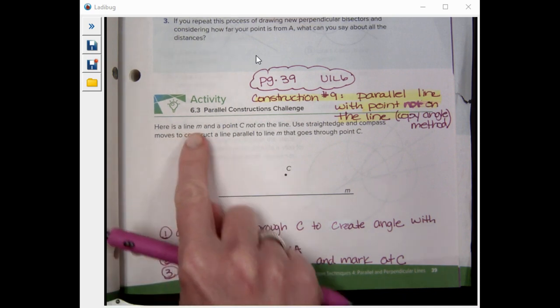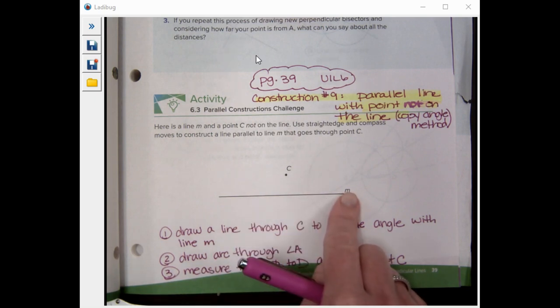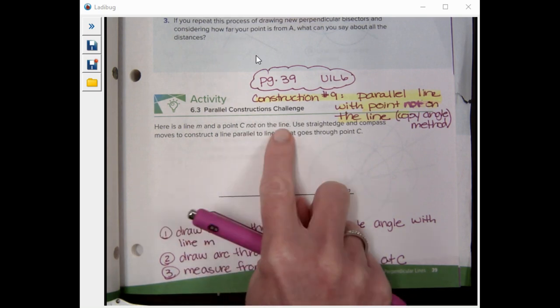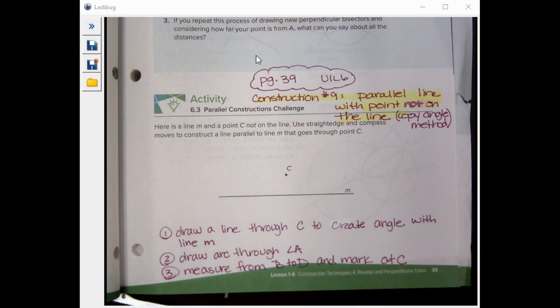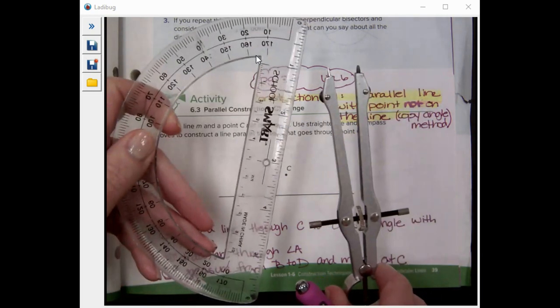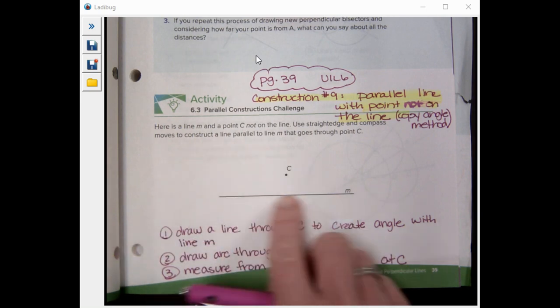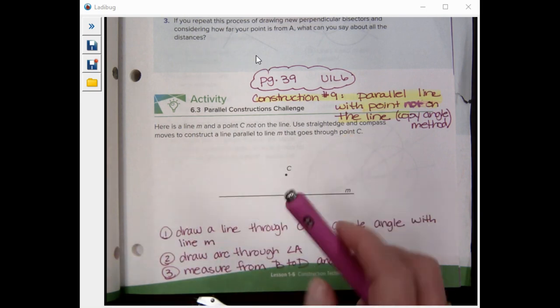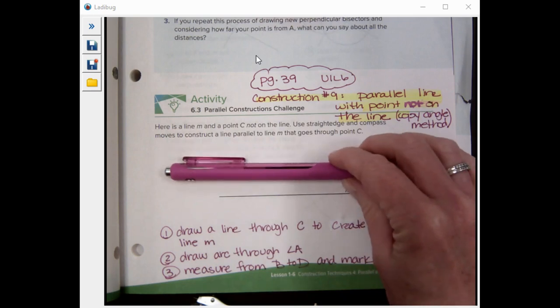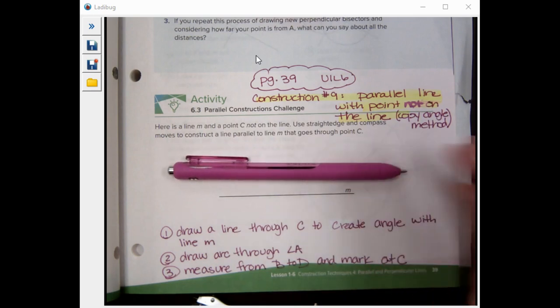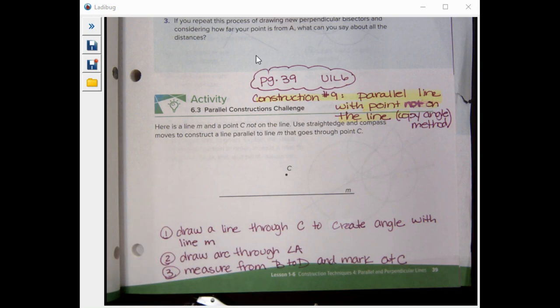So here is line M, and point C not on the line. Using a straight edge and compass, so we're going to need our straight edge and our compass, construct a line parallel to M that goes through C. If you can imagine, parallel means that they're not going to touch. So I want to draw a line basically right about there, but I can't just draw it. I have to construct it. I have to have all my arc marks. These are the things that are going to be graded because I'm doing a construction.